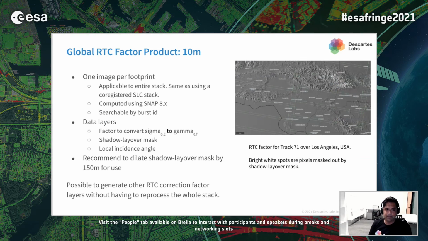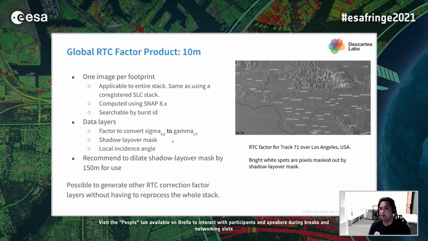All this was done with SNAP 8.x for this version. This decoupling of the RTC factor and the backscatter also allows us to just recompute this correction factor with possibly a better method if something comes along, without having to reprocess the entire stack. The data layers we provide include this correction factor. We include a shadow layover mask.